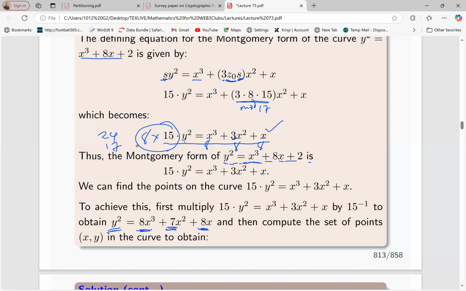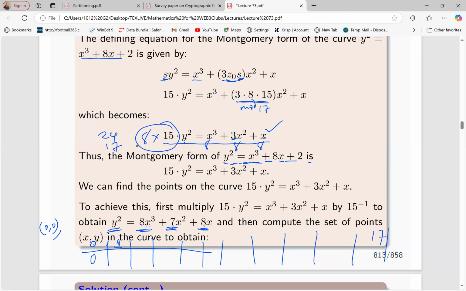So how are we finding the points? We are doing it mod 17. When x is 0, what is y? Just put 0 here, and then y will also be 0. So when x is 0 and y is 0, the point is (0, 0). Now, when x is 1, you have 8 plus 7, which is 15.